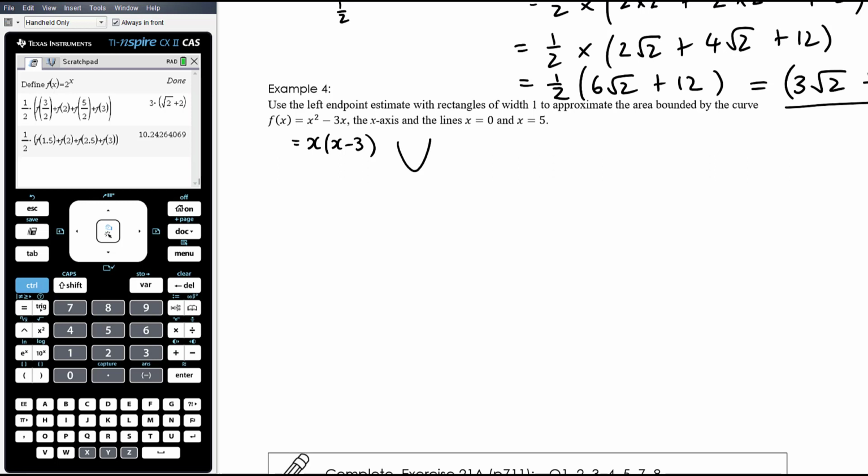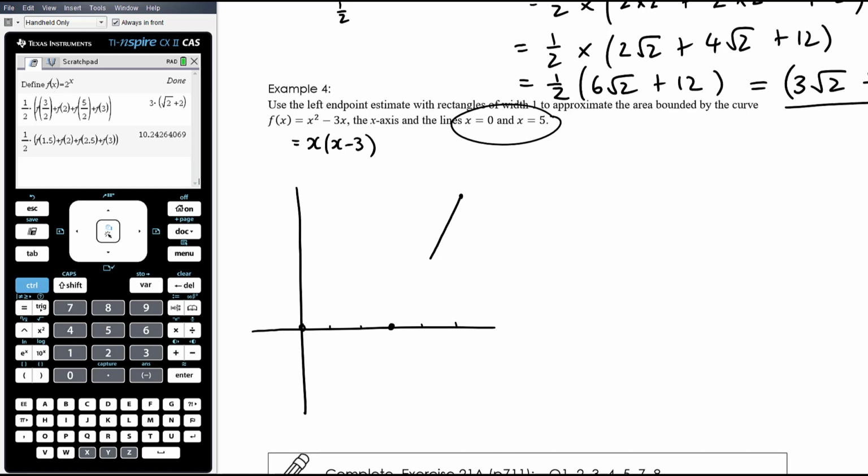So that means it's going to be a happy parabola with x-intercepts at 0 and 3. Okay, so let's draw that. Now, I'm just being a bit careful here about what's happening, because I want to make sure that I can see from x equals 0 to x equals 5. So I want to have x-intercepts there, and I still want to be able to see x equals 5 on the graph. So let's maybe start from there so we can be clear about what's happening.